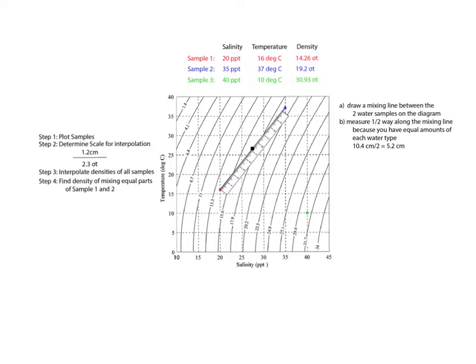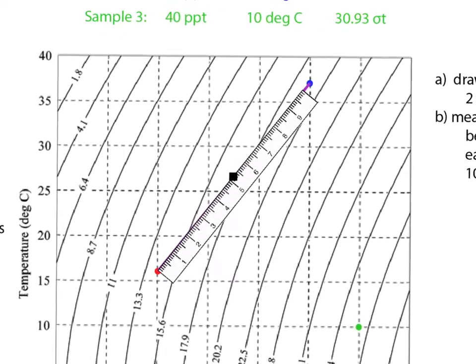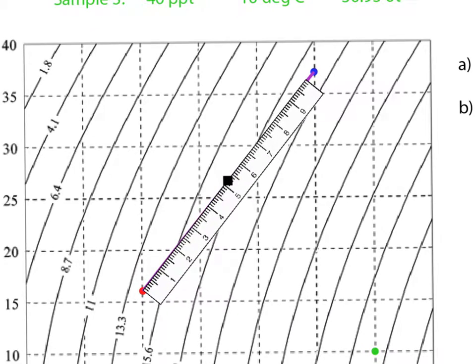Once we have our line, and we know that we're mixing equal amounts of both water types, sample 1 and sample 2, we know that our new mixture will be exactly halfway along that line. So in this example, I measured along the line. It came out to be 10.4 centimeters. I moved the ruler to be able to do that. And so our new water, where the black square is, 5.2 centimeters along that line. That's exactly halfway.